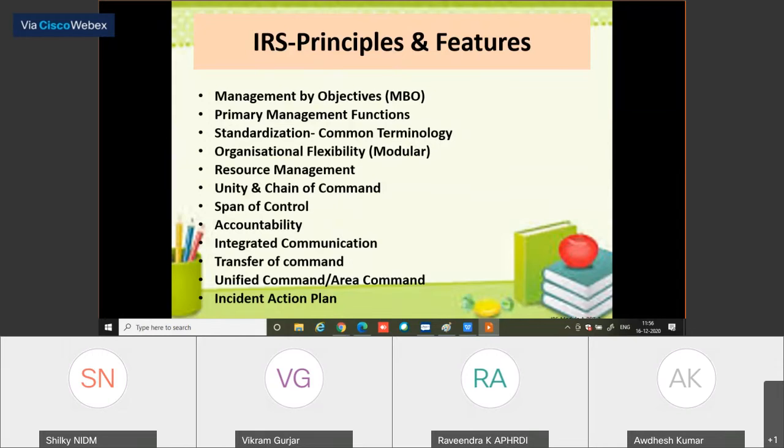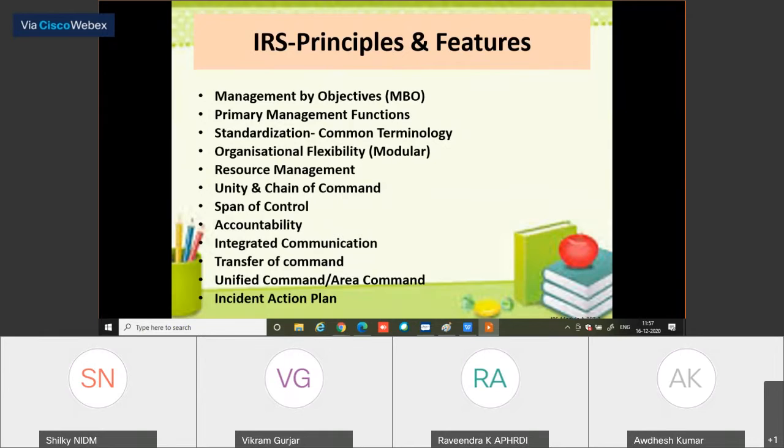We can also say that there are various types of forms which are required to be filled up by every responder or by every section, which we will discuss in our IRS module. This is a basic, intermediate, and advanced tool.